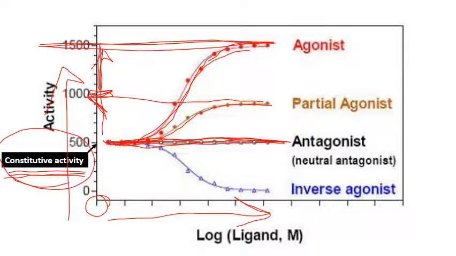For inverse agonist, as we said, inverse agonist has an intrinsic activity of less than 0, which means that it will decrease the number of active drug receptor complexes and therefore affect the constitutive activity or basal activity, and then decrease the activity with increasing the concentration of inverse agonist.